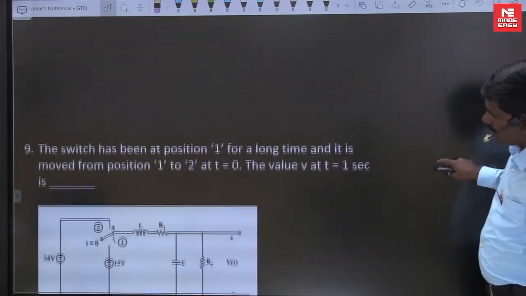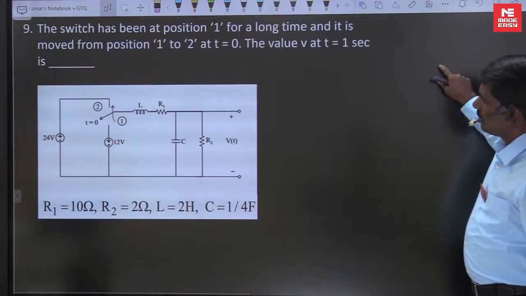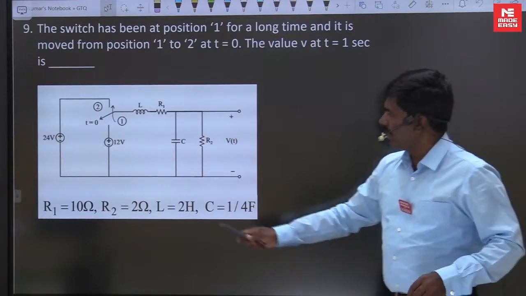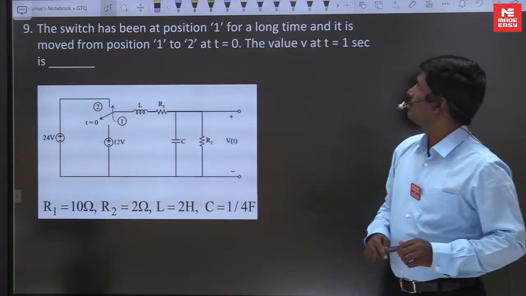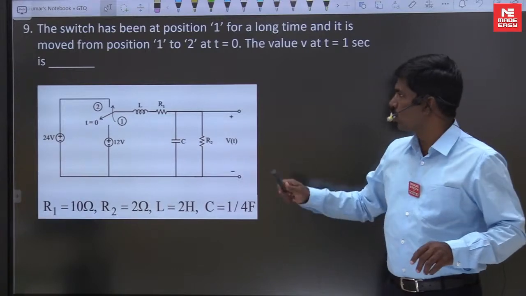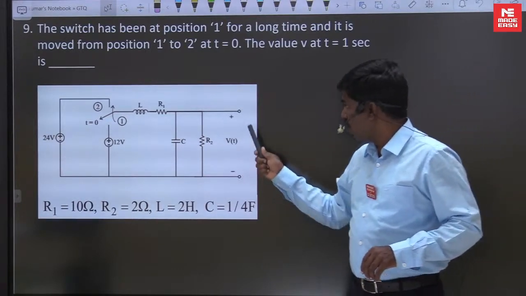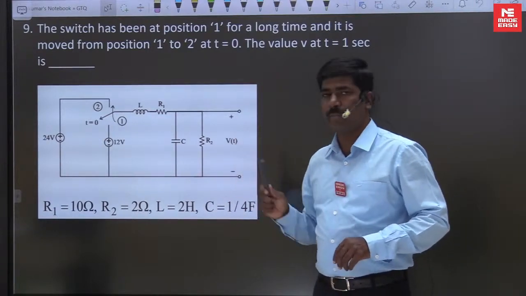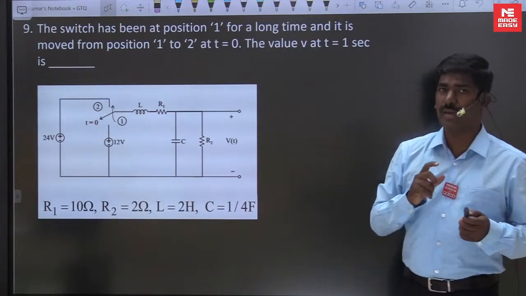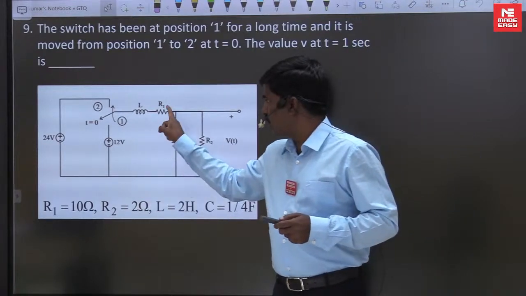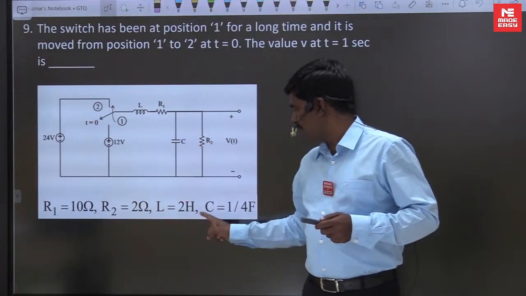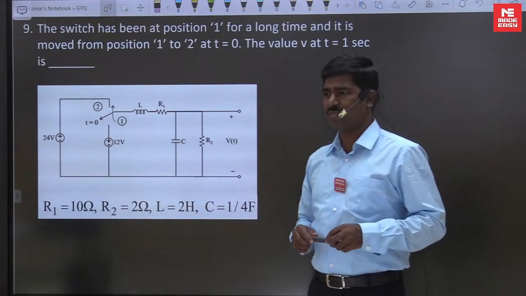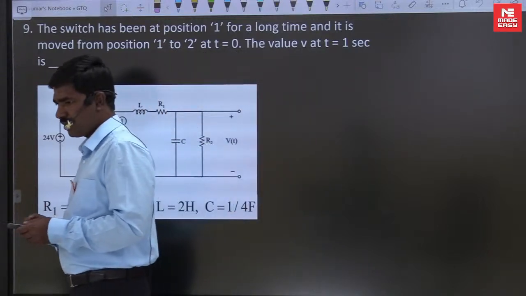Right. Now the question is: the switch has been at position 1 for a long time and it is moved from 1 to 2 at t is equal to 0. The value of V at t is equal to 1 second. At 1 second, what is the volt across the resistance? What values are given? R1 is 10 ohms. R2 value is 2 ohms. C value is 1 by 4. L is equal to 2. Now give the answer within 2 minutes of time. Fast.